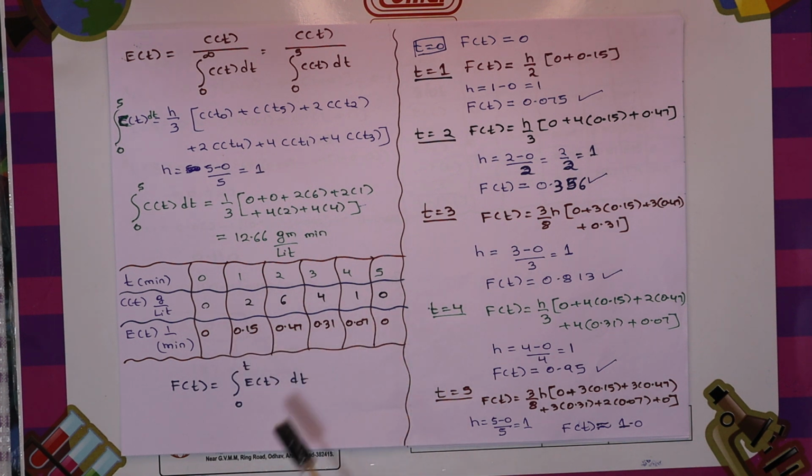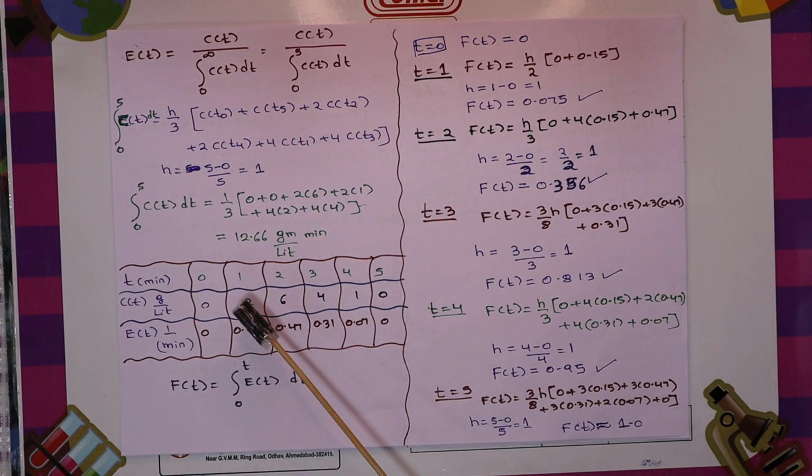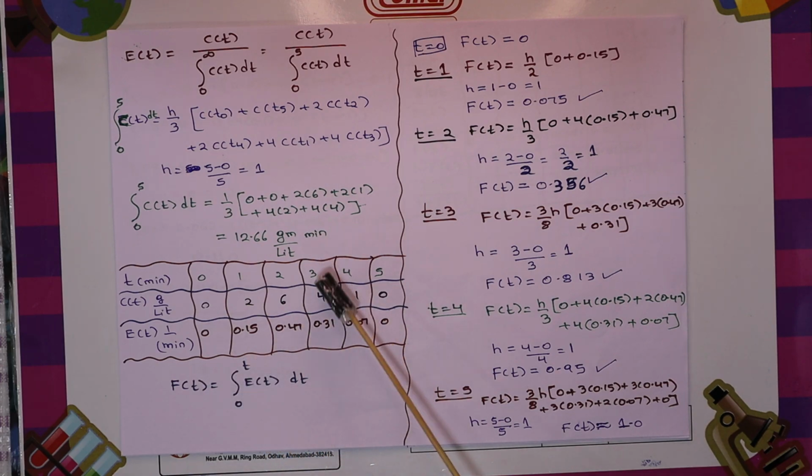Once you know E of t at different times, you need to find F of t at different times. How to find F of t? F of t is nothing but the integral 0 to t of E of t dt. That means you have to find F of t at different times, time t equal to 0, t equal to 1, t equal to 2, t equal to 3. To find F of t at time t equal to 1, you have to add up these two, because cumulative means adding up. What is the F of t value at time t equal to 2? Cumulative of these two numbers. What is the F of t value at time t equal to 3? Integration, cumulative of 3 numbers.